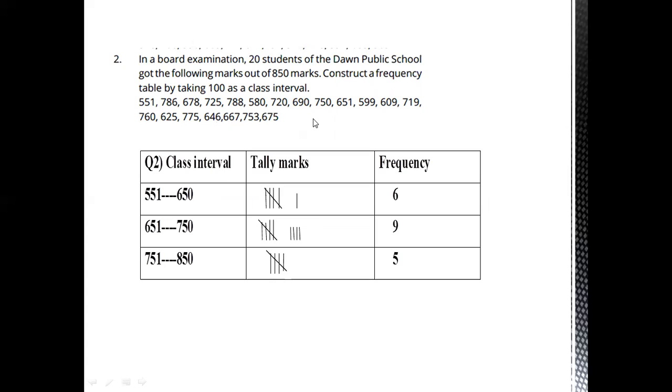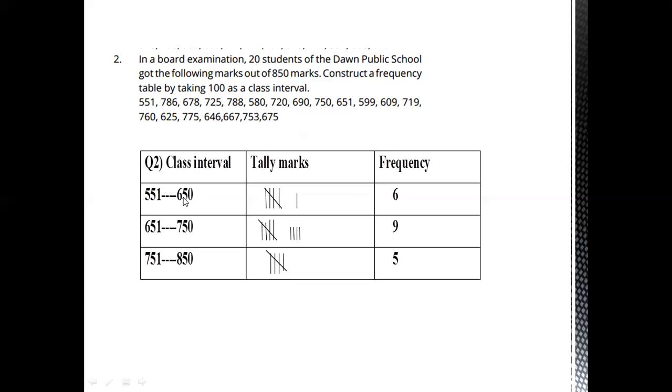These are the marks of these 20 students. So class interval, tally marks, and frequency. So you check the smallest number in this data, and 551 is the smallest number. So 551 to 650, if you subtract 551 from 650, you will get 99, but 551 is also included, so it is 100. So you count from 551 to 650.